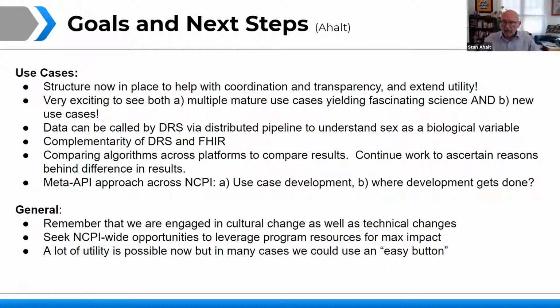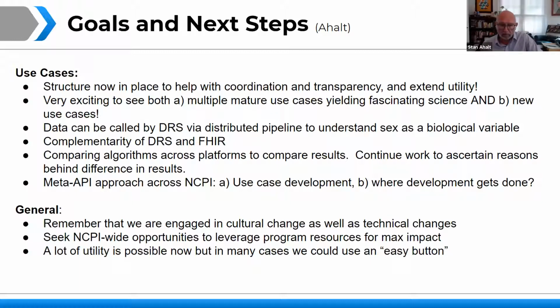Very interesting discussion of use cases. Thank you all for arranging that. The structure is clearly now in place with Asiyah's work in setting things up so that we can coordinate and have a much greater degree of transparency. And that will in turn drive and extend the utility of these use cases.